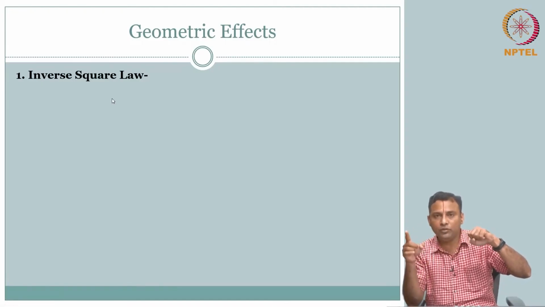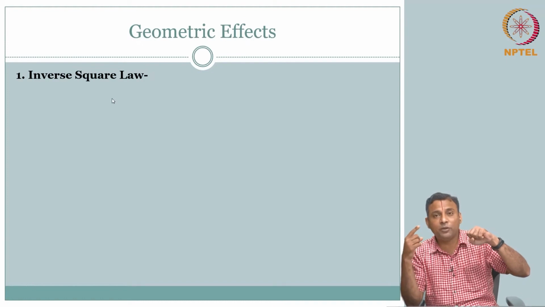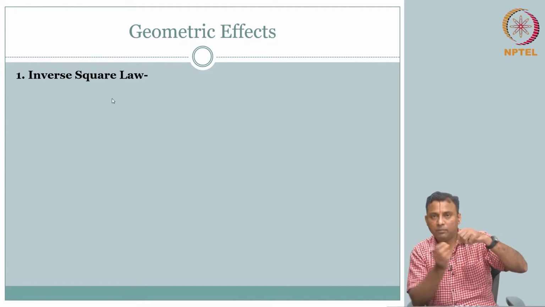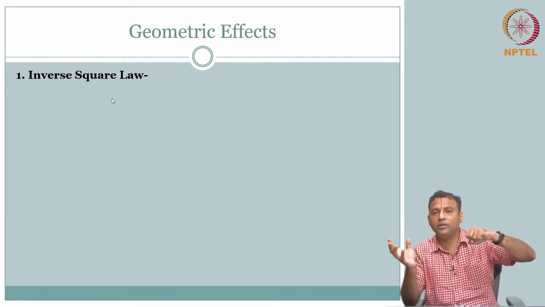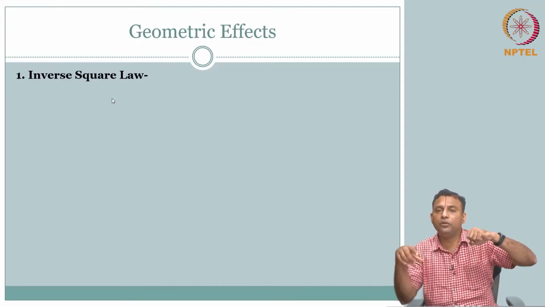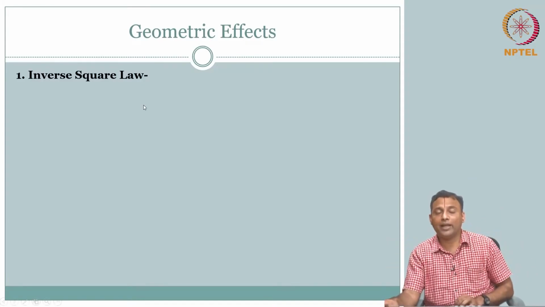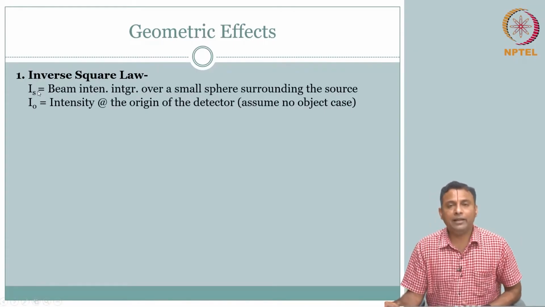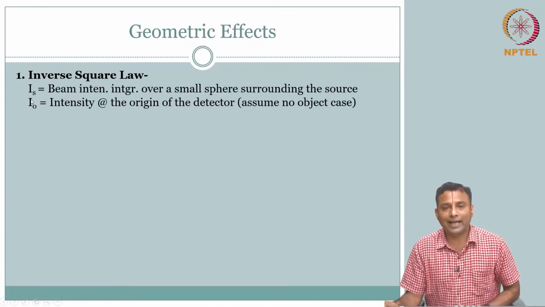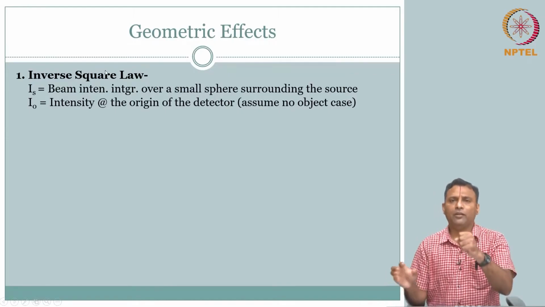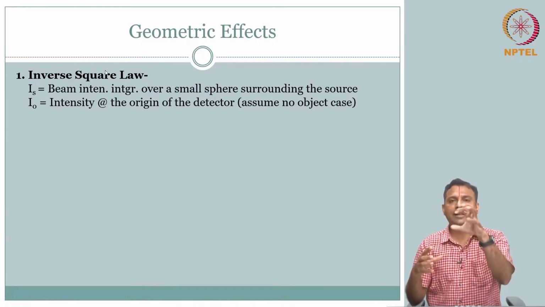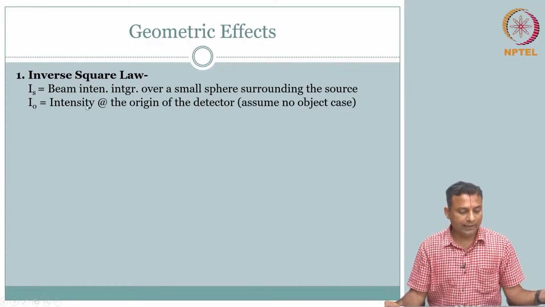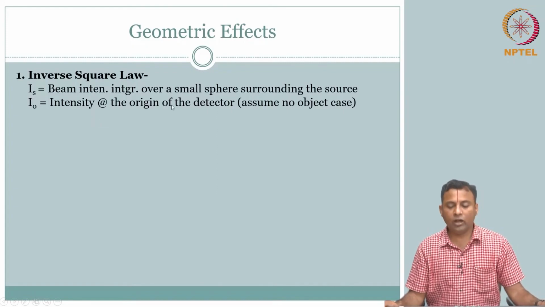The farther you move, remember we did this even when we talked about exposure. The farther you move from the source, because this is diverging, the intensities are going to fall off by the inverse square law. So if you have a beam intensity at the source denoted as IS, the source is integrated as a small sphere, and whatever you have, the sum total is your IS.